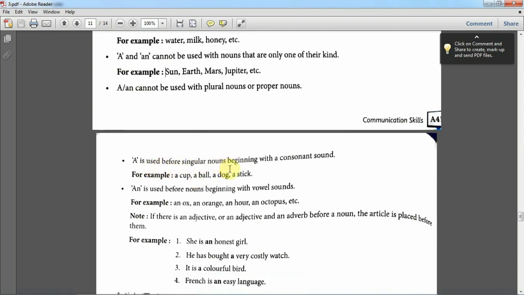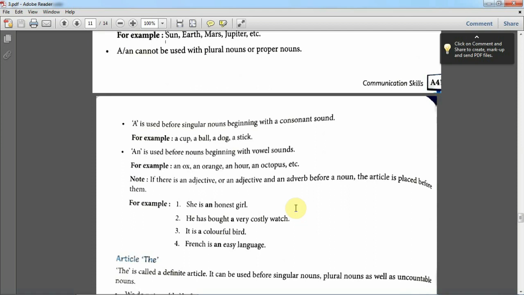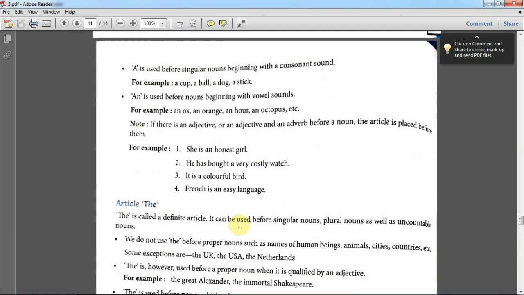A is used before singular nouns beginning with a consonant sound: a cup, a ball, a dog, a stick. An is used before nouns beginning with a vowel sound: an ox, an orange, an R, an octopus, etc. So before a consonant we will use a, and before a vowel we will use an. Okay. Here are examples: an honest girl, a very costly watch, a colorful bird, English is an easy language. These are all where we can use only an or a.